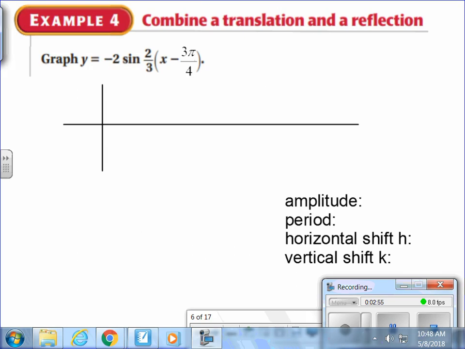All right, so here's our first example. There's a lot going on, so just take it piece by piece. Don't get overwhelmed. Do the best you can with your drawings. If they're not perfect, that's okay. Mine are never perfect.